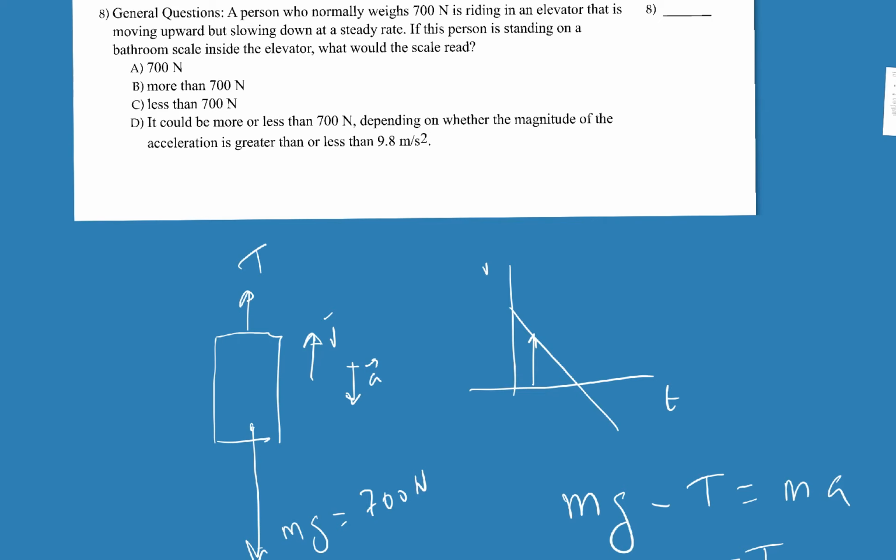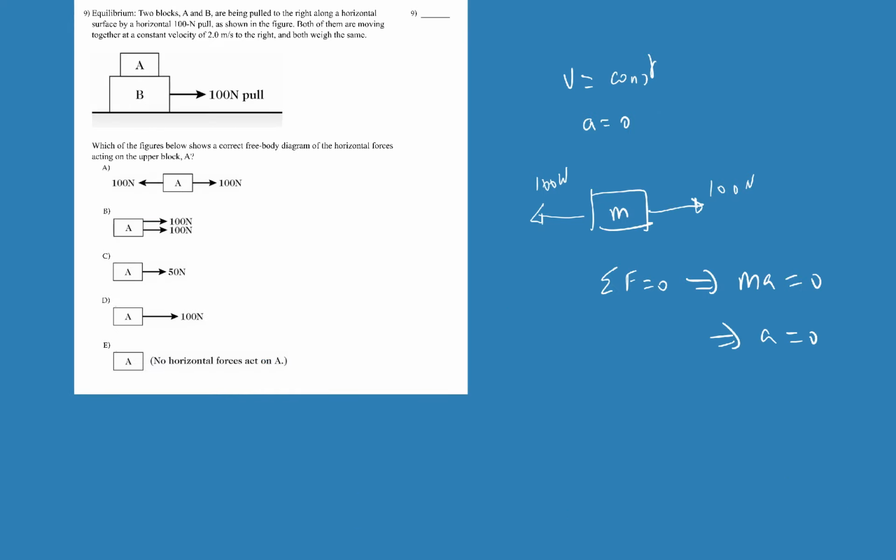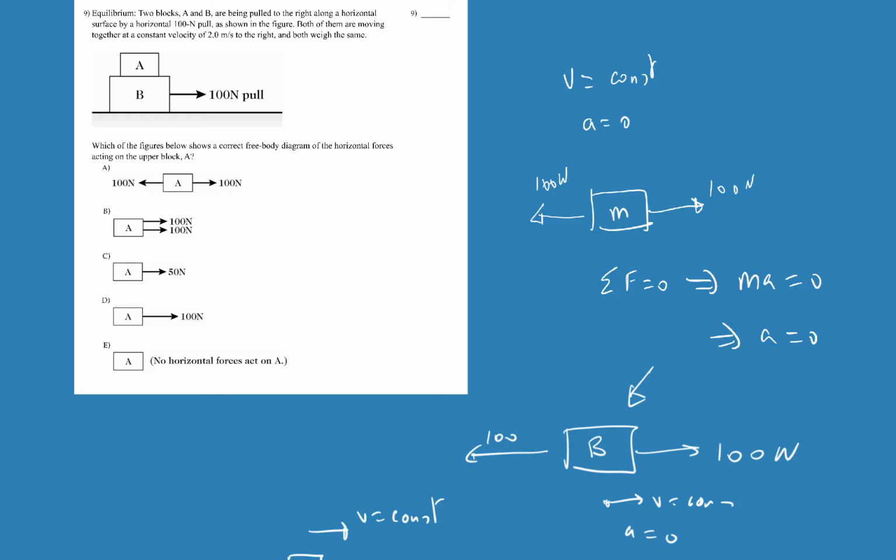Please read this question. Come back. Please read carefully and try to answer the question. So the question says like this: you have two blocks, A and B. You can consider them like one big block because they are moving together under the action of a force that is 100 newtons. So if this is the only force, there is acceleration.